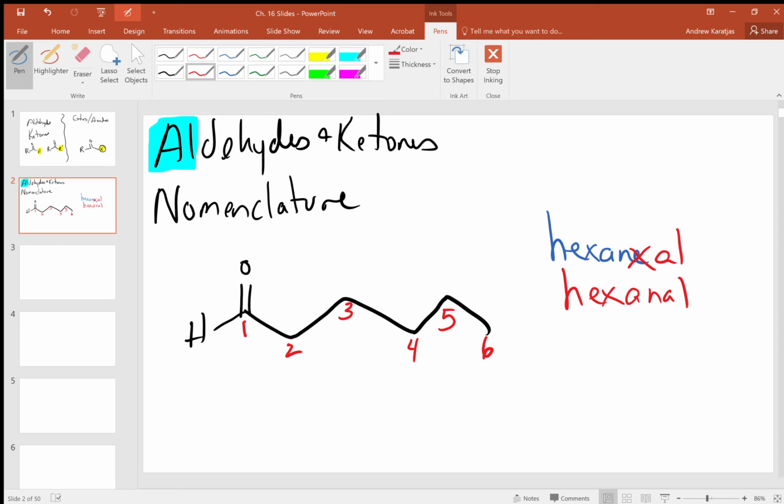After we've done that, everything else is as we've learned previously for nomenclature. You name your substituents, you put them in alphabetically, and after that, make sure to remember any of your stereochemical descriptors, whether that's R and S for chiral centers or E and Z for the alkenes.